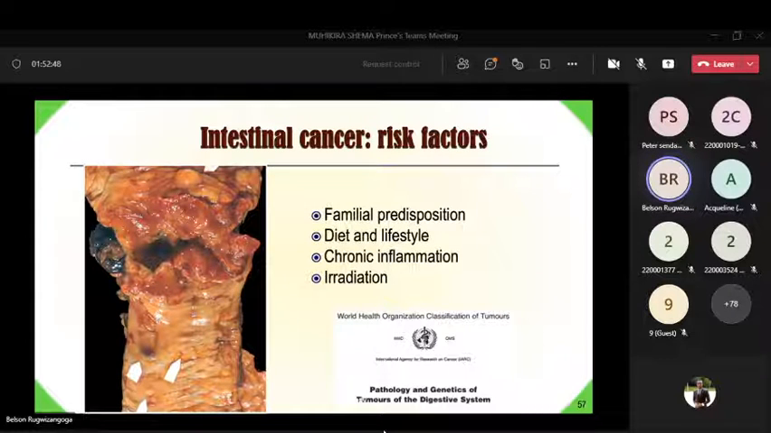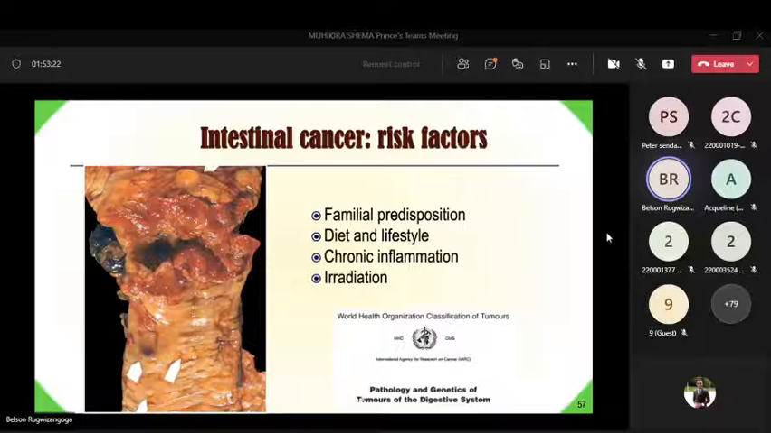So the risk factors: there is a familial predisposition, as I was explaining. There is diet and lifestyle, a diet rich in fat and poor in vegetables and fruits. Lifestyle goes with diet, but also includes those who are not moving, for example, those who sit in offices and when they go back home, they use cars and so on. So they do less physical exercise.